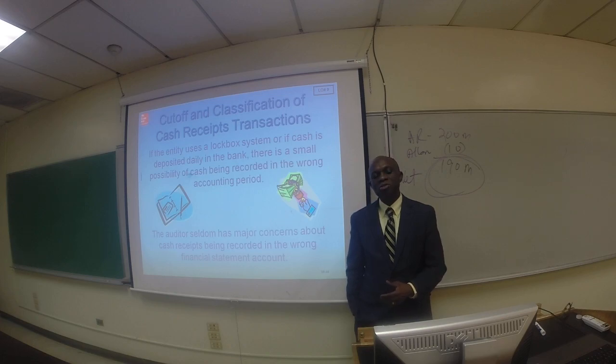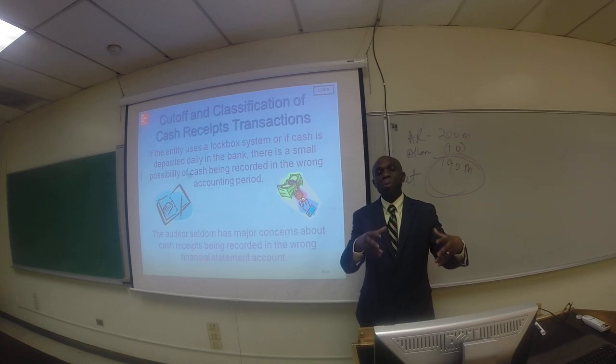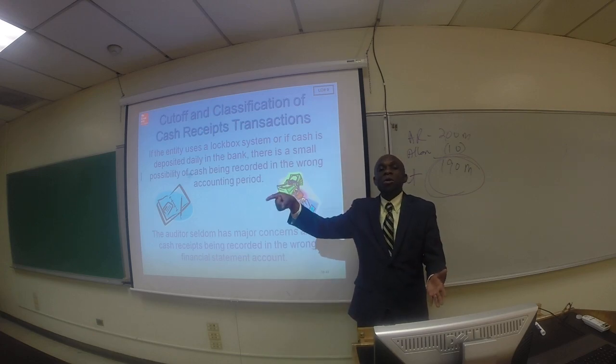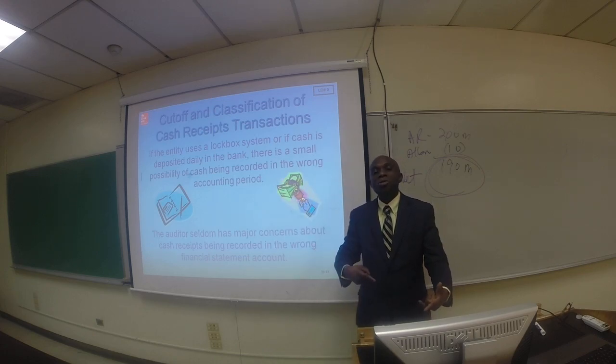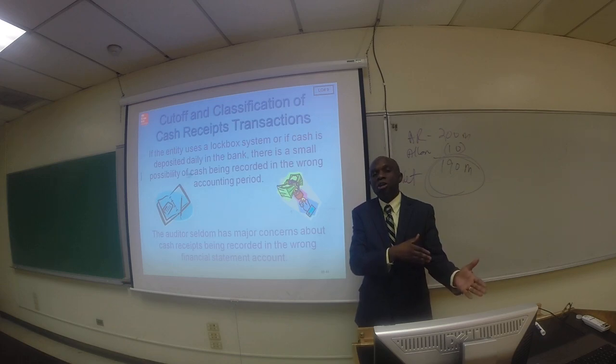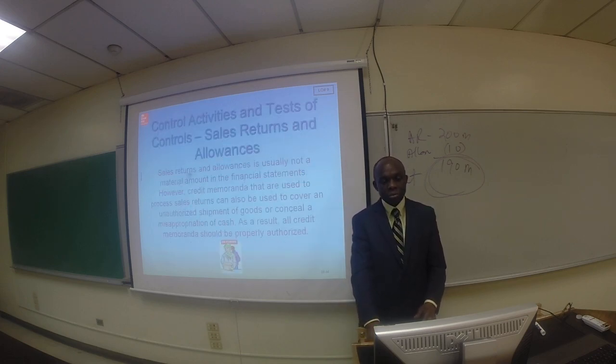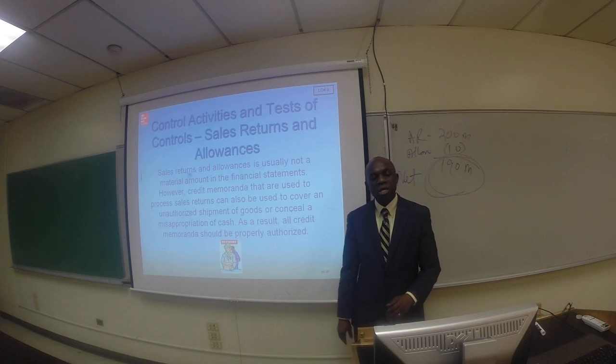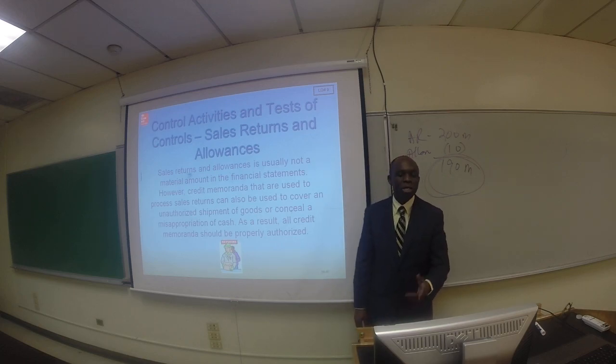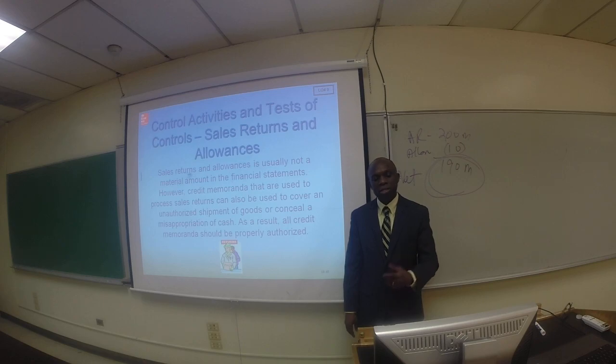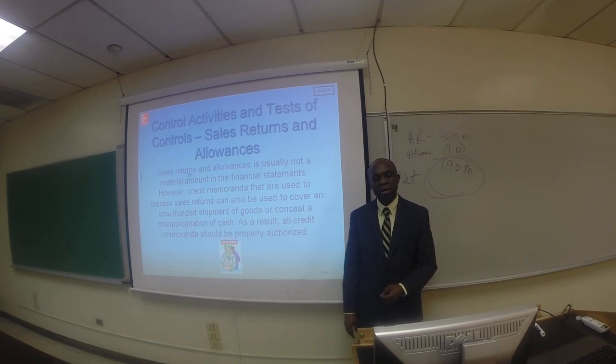Cutoff and classification of cash receipt transactions. When you receive cash, the question is whether the cash is actually applied to the proper period. If you receive cash on December 28th and you apply it on January 2nd, then the problem is accounts receivable is going to be off, because that cash should have been applied on December 28th for that particular year, not the following year. Next, control activities and tests of controls relative to sales returns and allowances. This will be a nice cutoff point. We will continue from this point in the part 5 presentation.